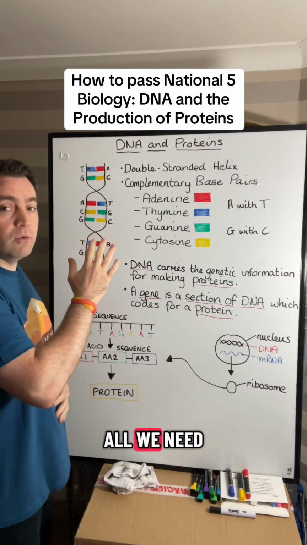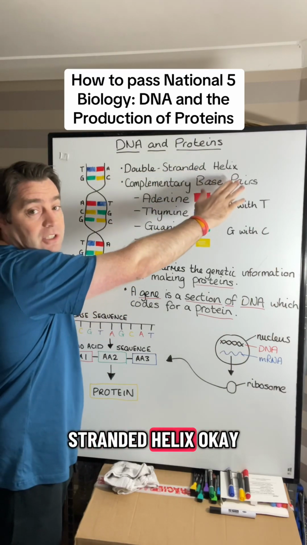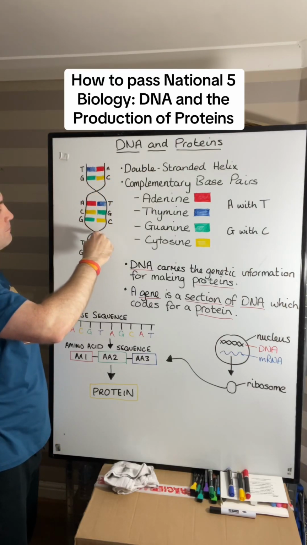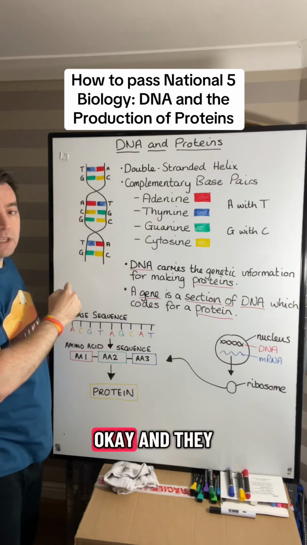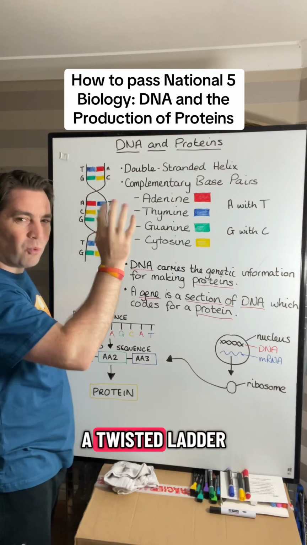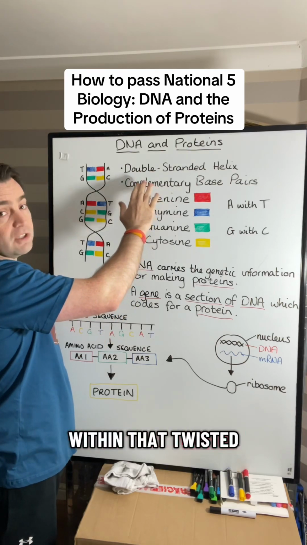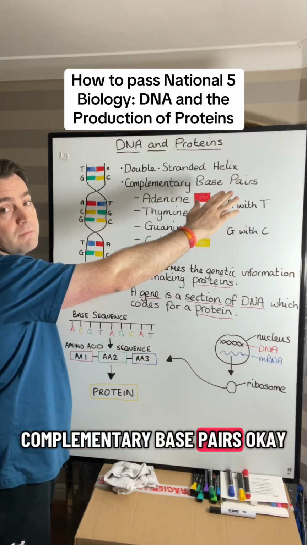So first of all, we need to know that DNA is a double-stranded helix. And we can see that in this diagram. We've got one strand here, and we've got the other strand here, and they form a helix shape, a twisted ladder. Within that twisted ladder, within that double helix, we have complementary base pairs.